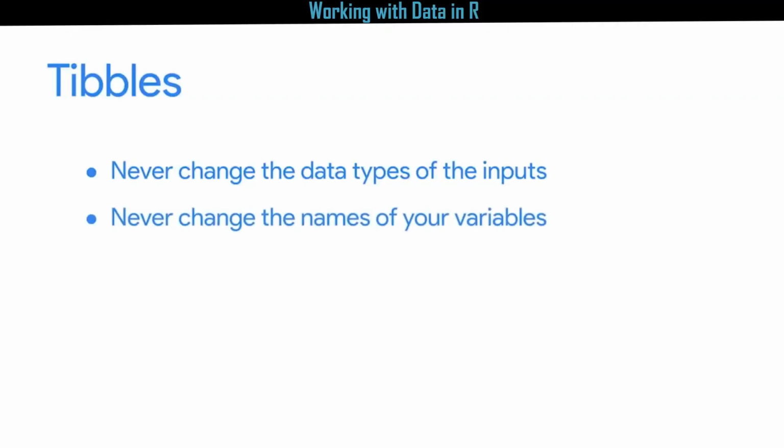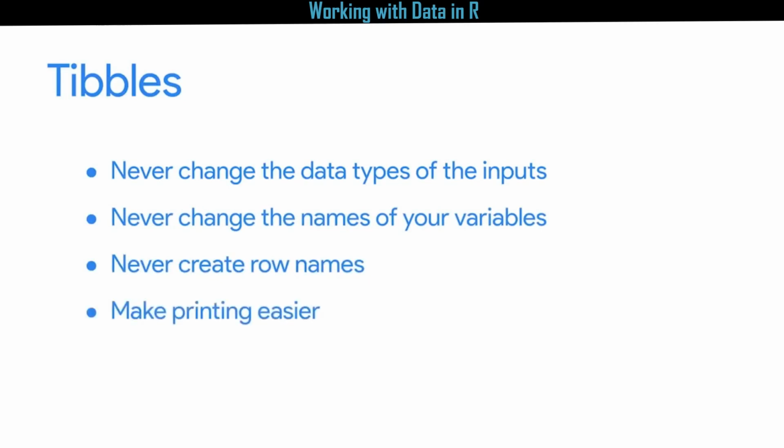Tables also never change the names of your variables, and they never create row names. Finally, tables make printing in R easier. They won't accidentally overload your console because they're automatically set to pull up only the first 10 rows and as many columns as fit on screen. Super useful when you're working with large sets of data.